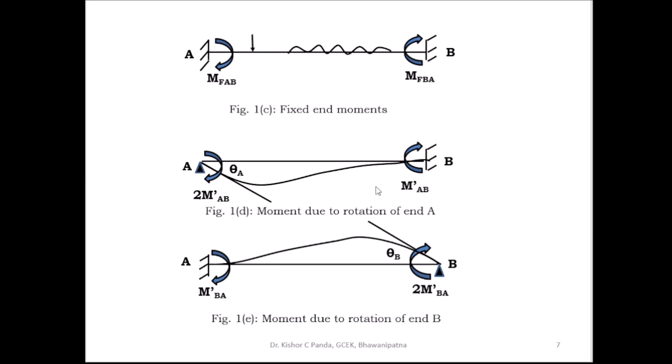Then look at the figure 1e. So this is the moment due to the rotation of end B. So here the end A is fixed and the end B is simply supported, and due to the rotation theta B, what are the rotation moments induced at the end of member A and at the end of member B. At the end of member A it is m' BA and at the end of member B it is 2m' BA.